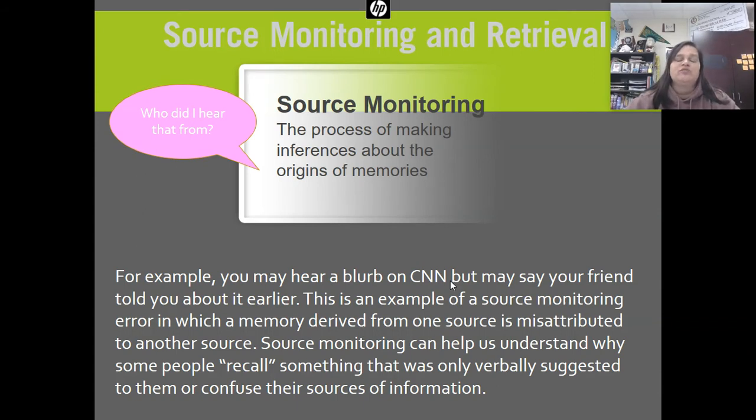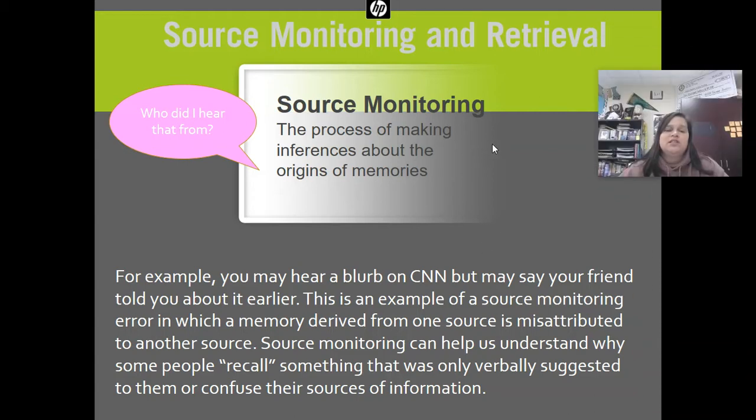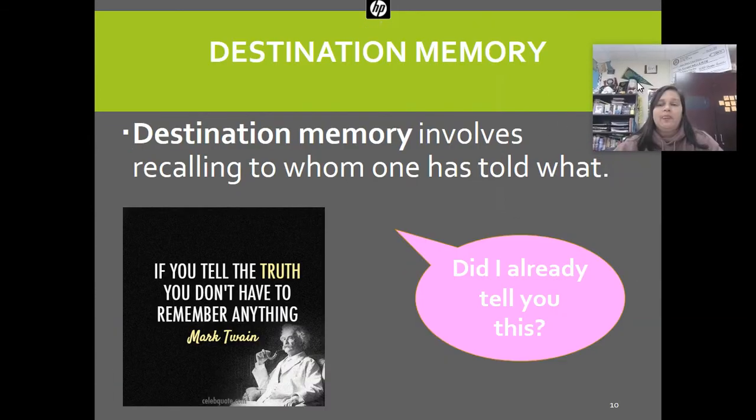Source monitoring is when you're trying to figure out the origin of the memory. So let's say you hear a random fact about politics. Where did you hear that from? Was it from something you saw on CNN? Was it something you saw on an Instagram post? When you're trying to figure out where the information came from, that is source monitoring.